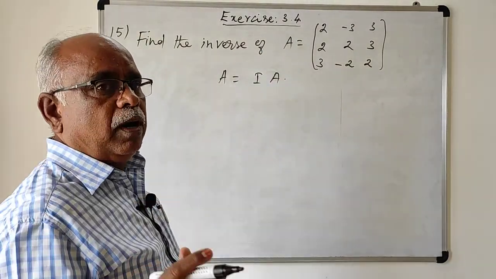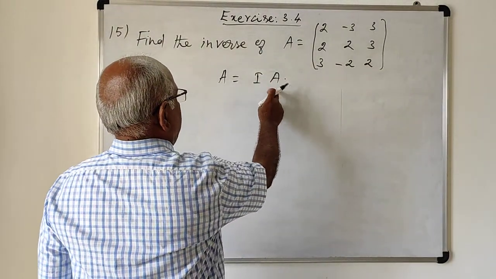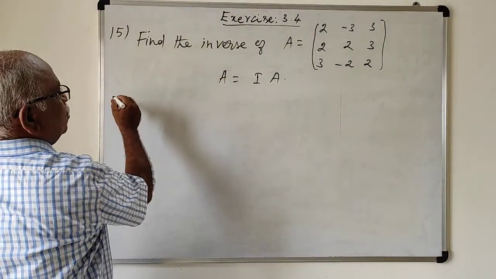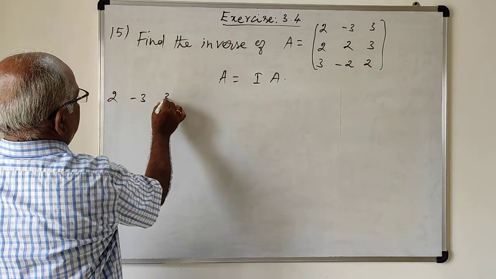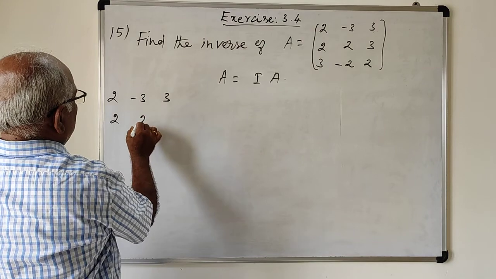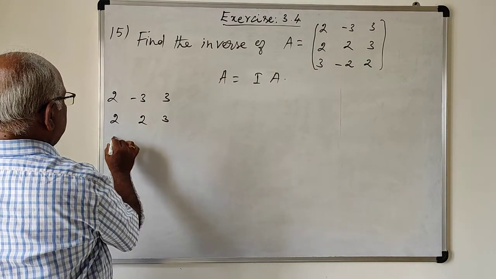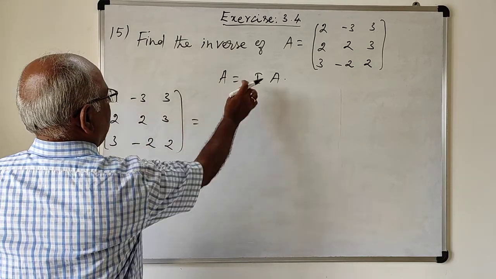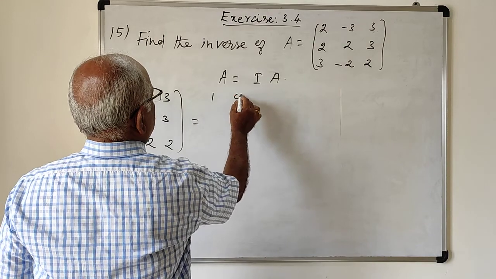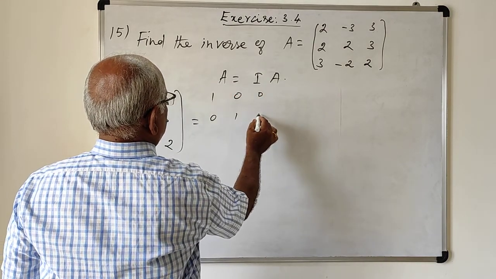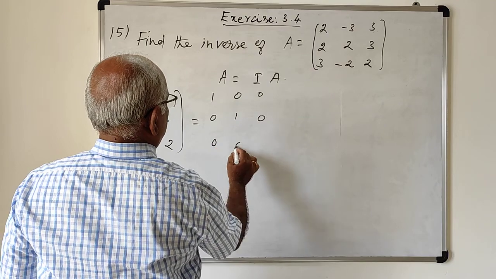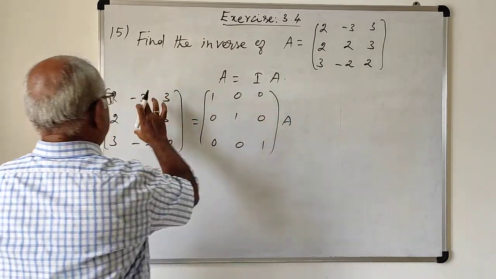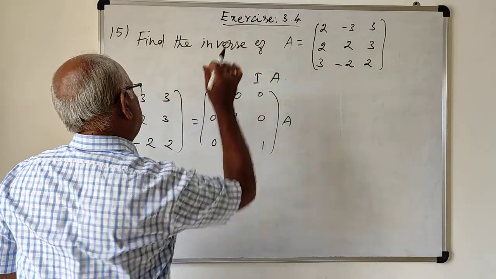We know by the matrix equation, A is equal to IA, where I is the identity matrix of order 3. Therefore, A is 2 minus 3, 3, 2, 2, 3, 3 minus 2, 2, equal to I, the identity of order 3, which is 1, 0, 0, 0, 1, 0, 0, 0, 1, into A. A equal to IA. This is the matrix equation.